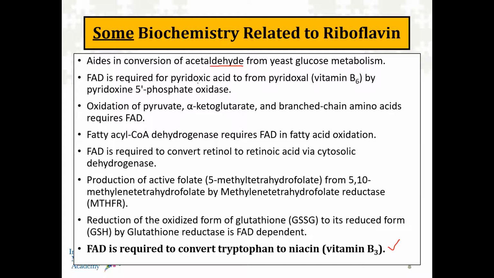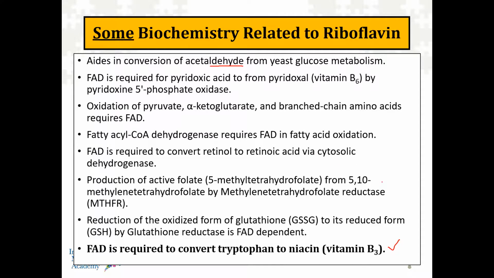It's needed to convert pyridoxic acid to the active form of B6. It's needed to act as a cofactor in different enzymatic conversions of glucose metabolism, Krebs cycle metabolism, and the metabolism of certain amino acids down to the Krebs cycle level. It's needed for fatty acid oxidation for the same purposes.